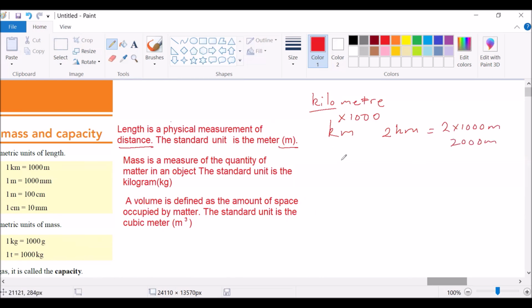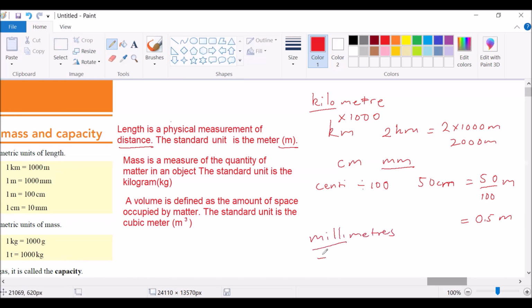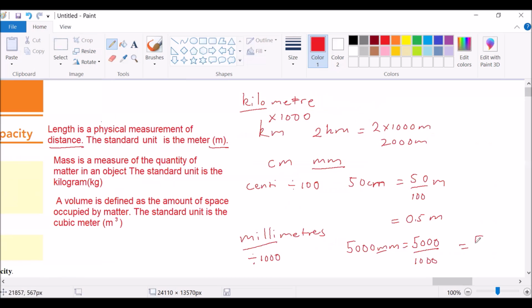Smaller units are the centimeter or the millimeter. Centi means divided by 100. So if we have 50 centimeters, it means 50 divided by 100 meters, which is 0.5 or half a meter. Millimeters. Milli means divided by 1,000. So if we have 5,000 millimeters, it is equal to 5,000 divided by 1,000. So we will have 5 meters.